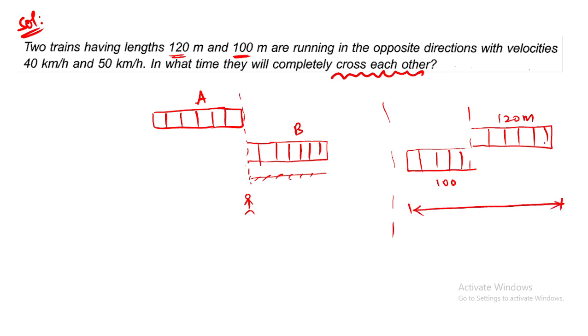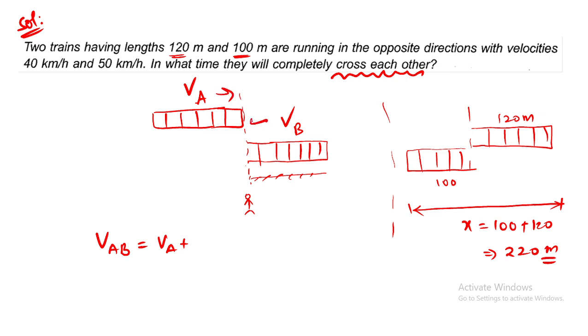This side 120 and this side 100. Total distance is 100 plus 120, total 220. Yes or no? Then what is the velocity now? Relative velocity. Are they in opposite direction or same direction? Opposite. So what is the relative velocity VAB? VA plus VB.